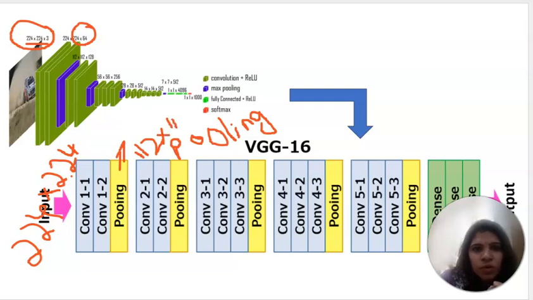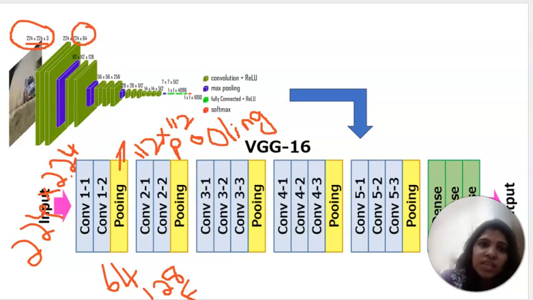112 by 112 with how many filters? With 128 filters. Okay, for the first convolution block we have only 64 filters, and after that we have 128 filters. Understand? After this, again we have a max pooling layer.